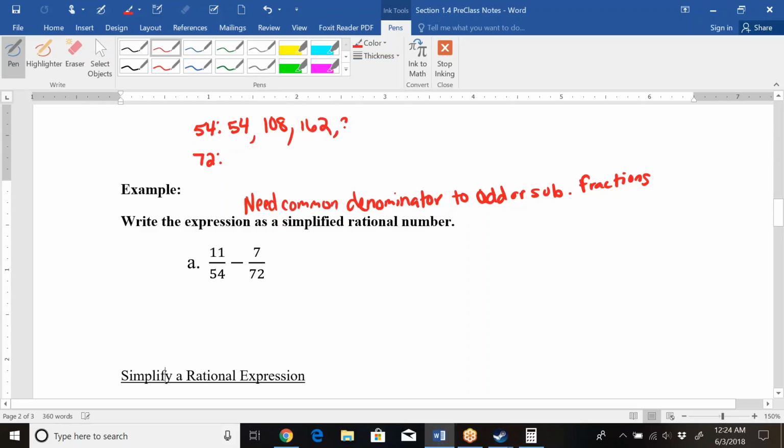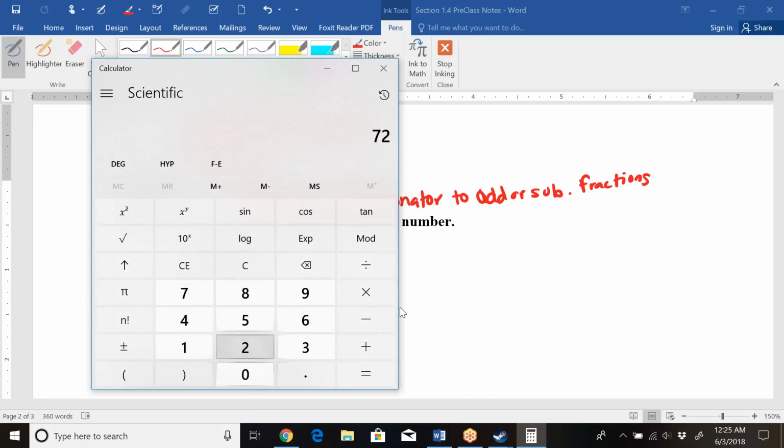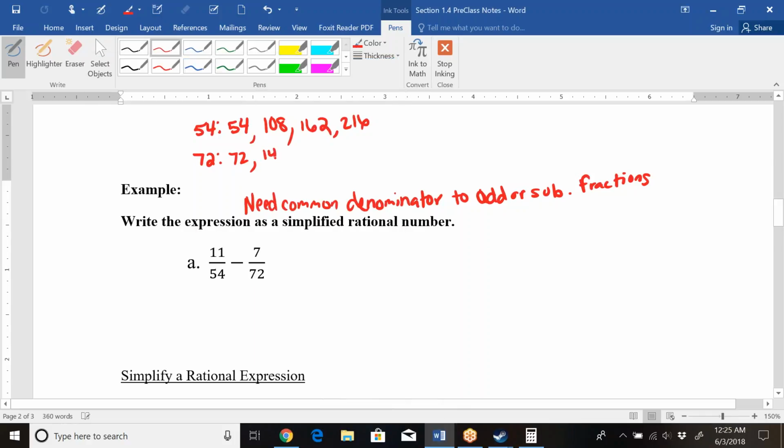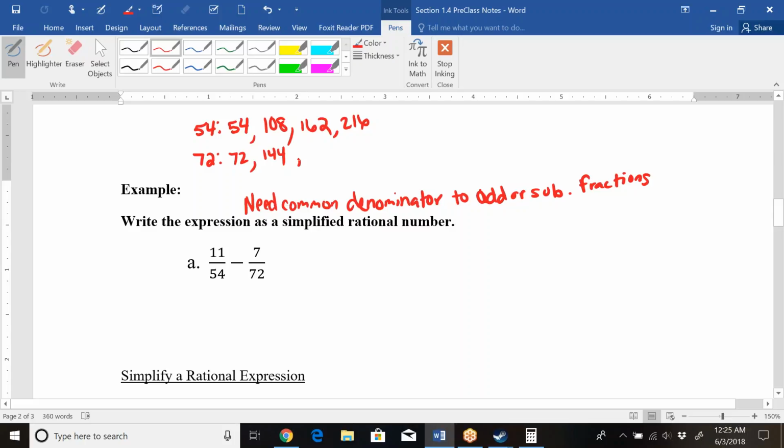So what I normally do is I list about 3 or 4 from one group, and then I go and do the other group, and then I just keep working back and forth until I find if they have a match. So 72 times 2 is 144. 72 times 3, I want to say, is 216. Let's see if I'm right. Yes, it is. So the least common denominator is 216.